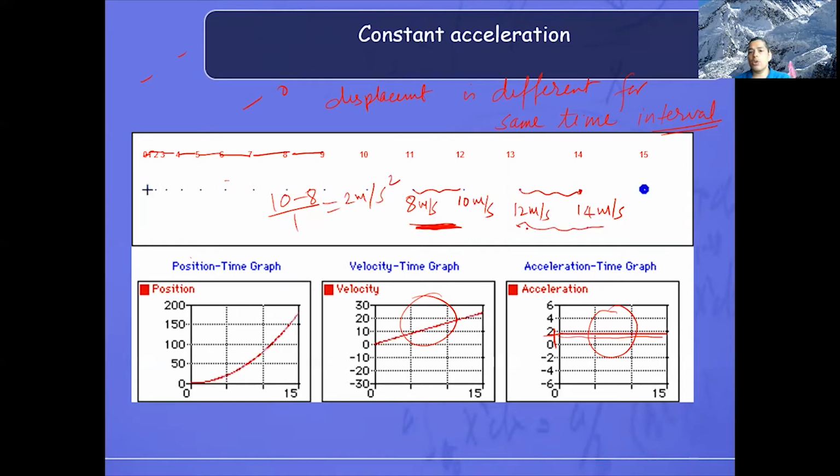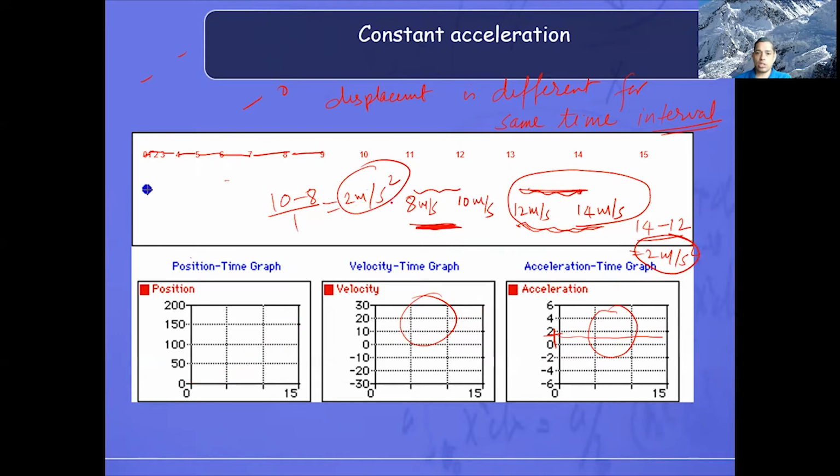Similarly here, what is the acceleration in this? If you take this data and find the acceleration, what do you get? 14 minus 12. And what is the time taken? 1. So which is 2 meter per second square again. See, acceleration is constant, 2 meter per second square, 2 meter per second square, okay? So acceleration is constant, while velocity goes on increasing. So this is the case, okay?